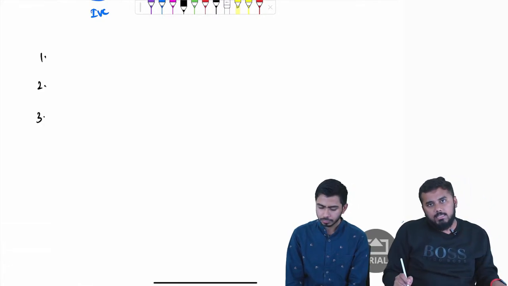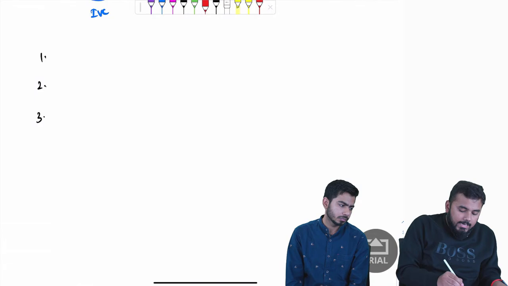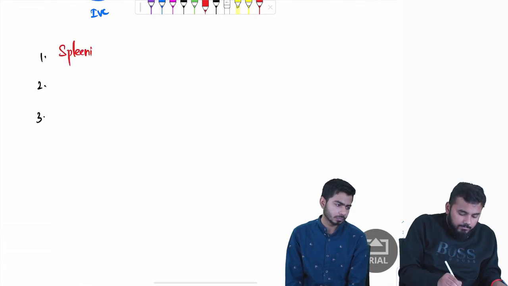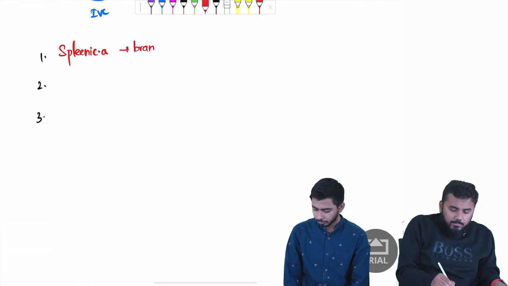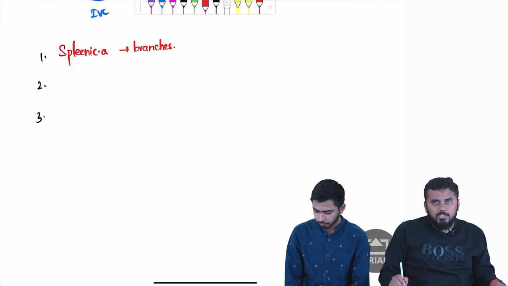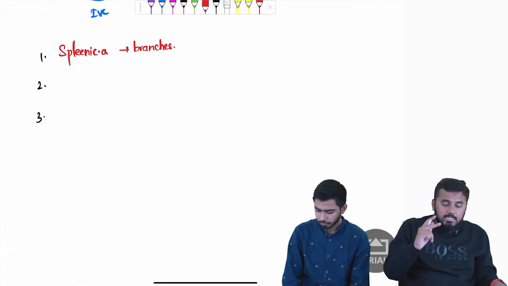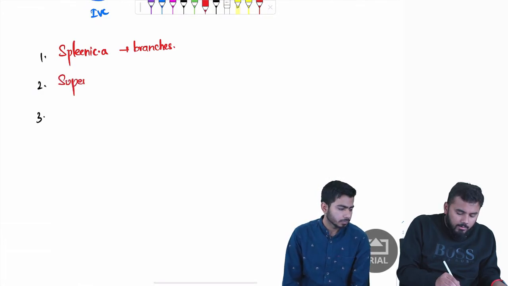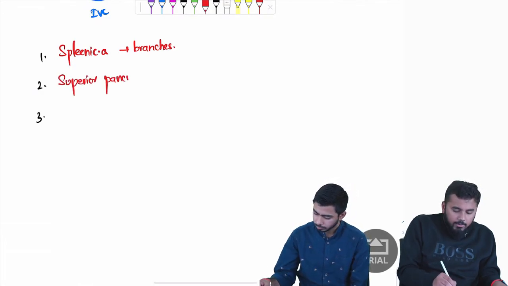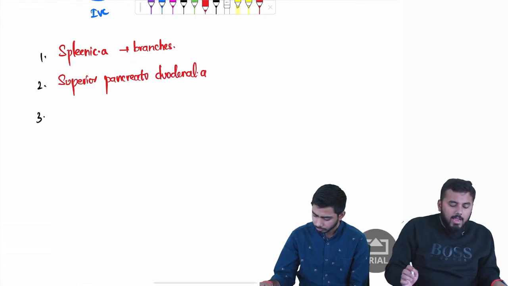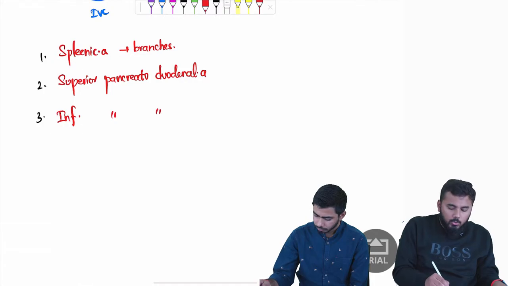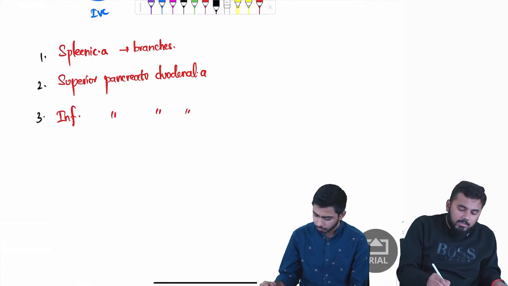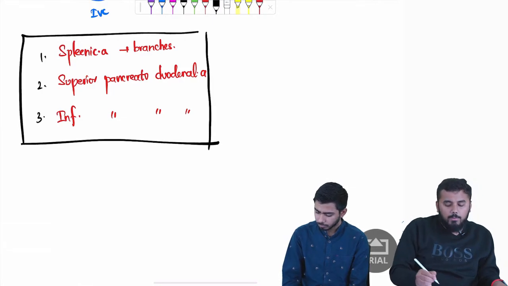What are these three things? We have an artery called the splenic artery. This splenic artery will give some branches, and those branches will supply your pancreas. The second artery is the superior pancreatoduodenal artery, and when I say superior, there will also be inferior. So the third one is the inferior pancreatoduodenal artery. These are the three arteries which supply your pancreas.